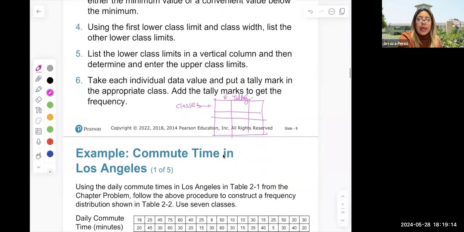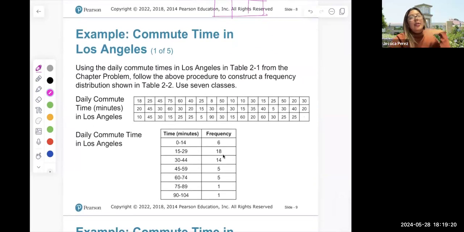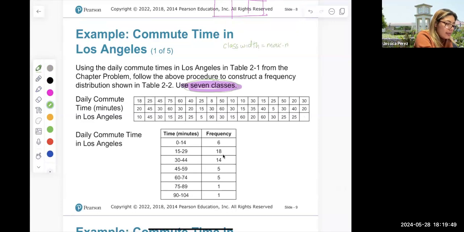Let's look at this example. This is given to us, this is the data that we're given. Using the data in Table 2-1 from the chapter problem, use the above procedure to construct a frequency distribution in Table 2-2. So they're already telling us how many classes they want. They want 7 classes. So what we know is that to find the class width, it's going to be the maximum value minus the minimum value divided by the number of classes. That's going to give us an approximation.